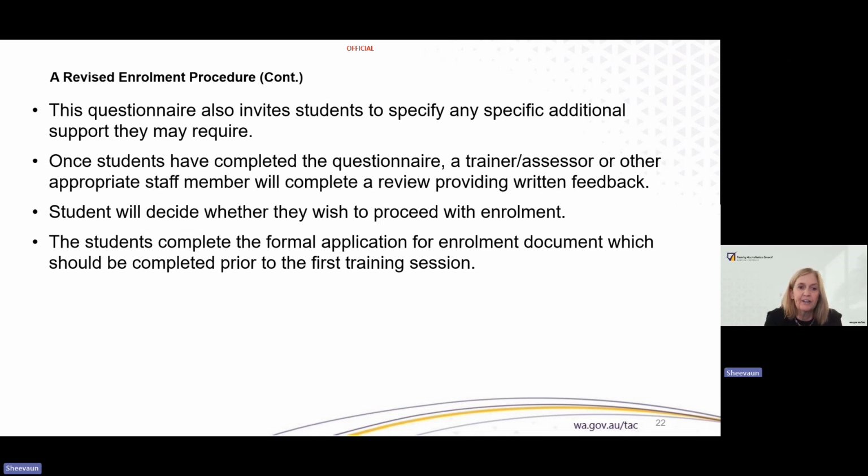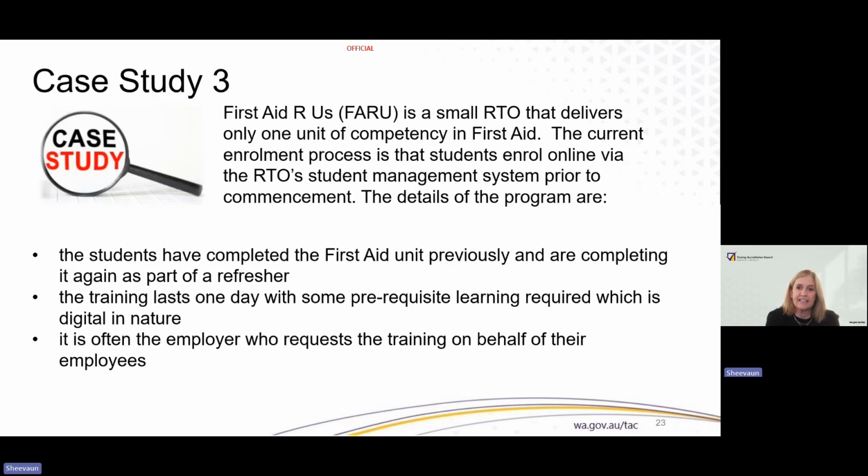Okay. Now, again, this is only provided to you to show you how this might work prior to enrolment. Okay. So let's look at another case study.